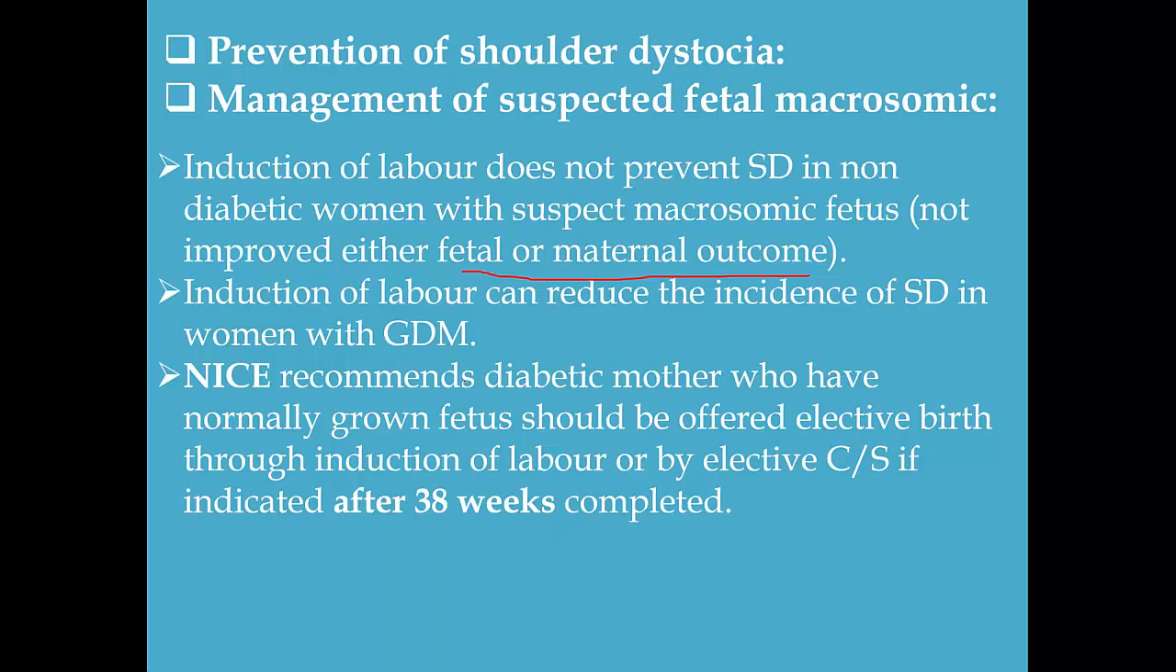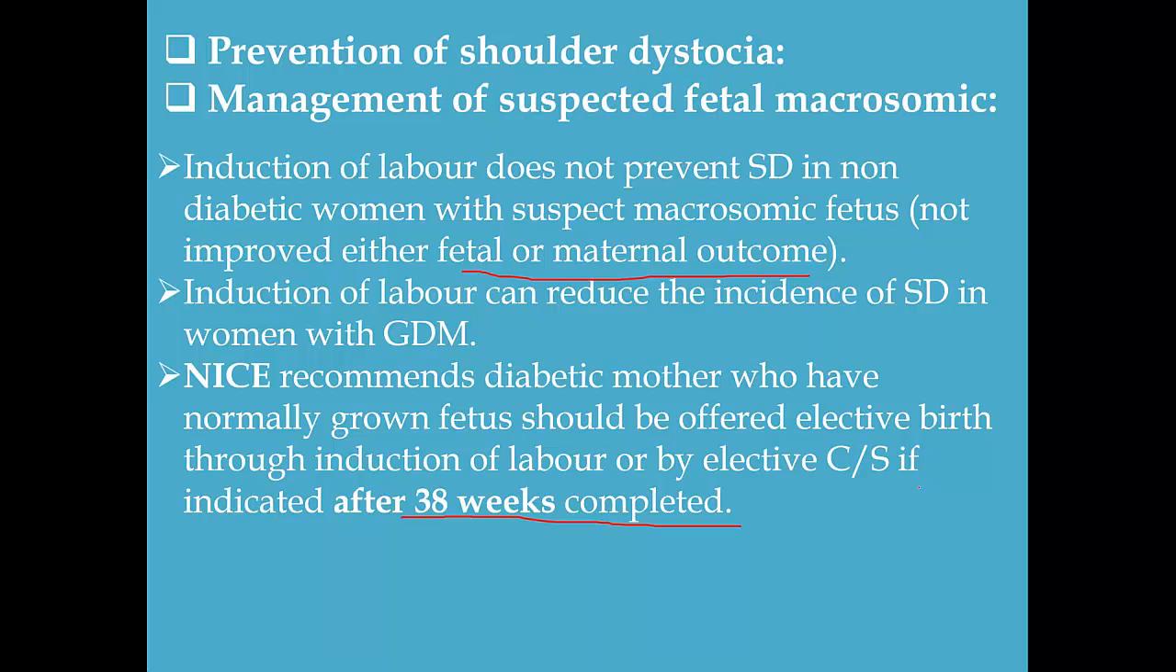NICE recommends that diabetic mothers who have a normally grown fetus should be offered elective birth through induction of labor, or by cesarean section if indicated, after 38 weeks completed. So NICE recommends induction of labor for women with gestational diabetes, or elective cesarean section if indicated, after 38 weeks completed.